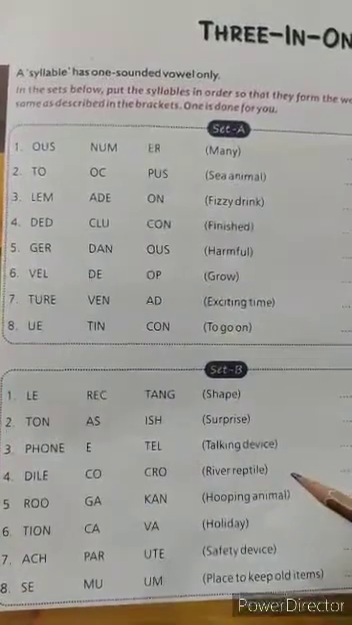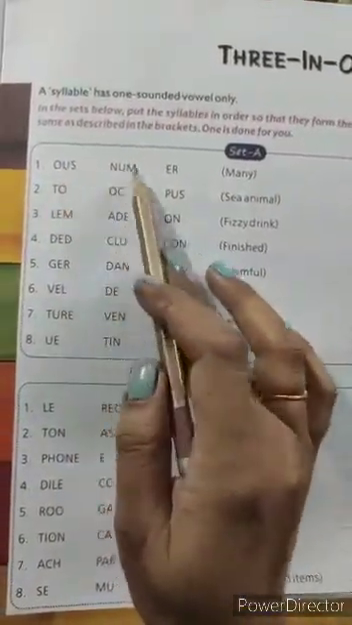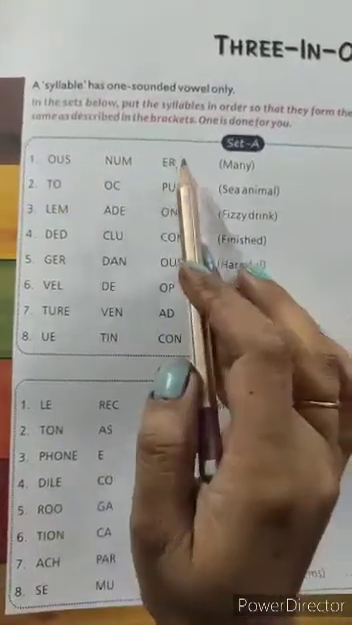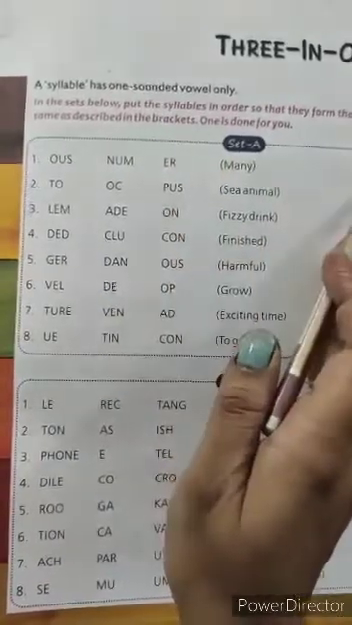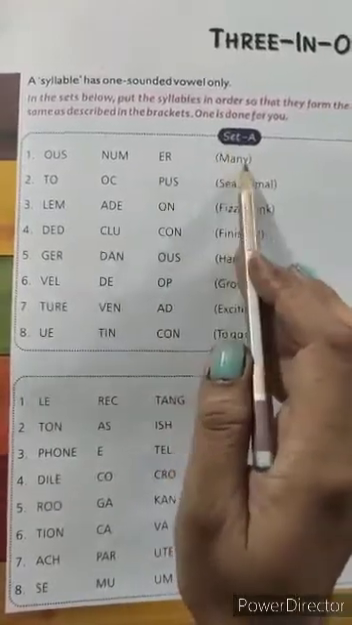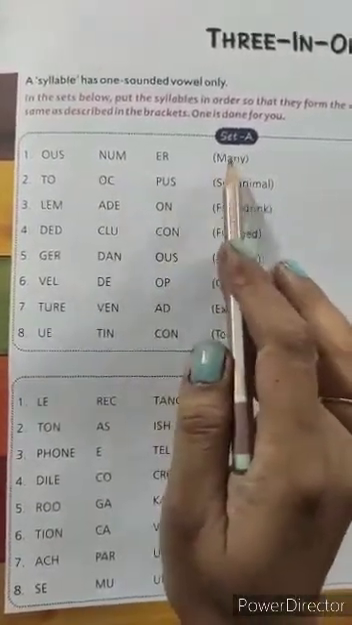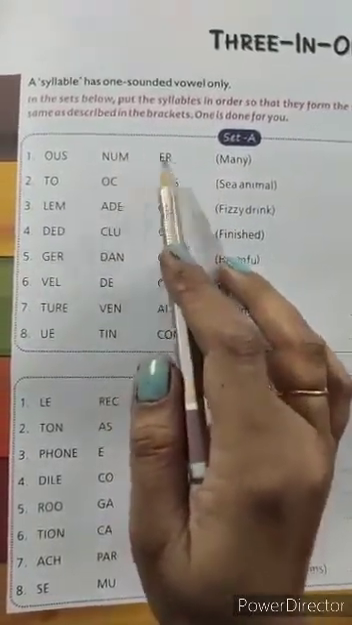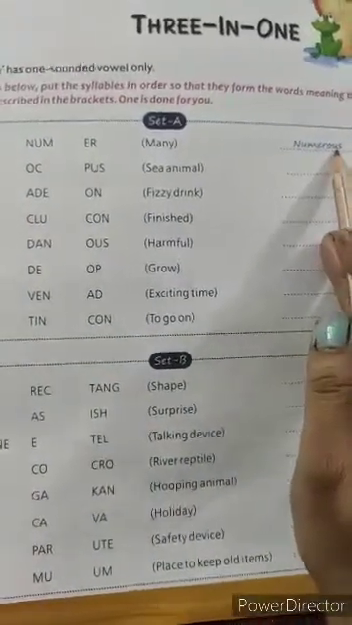So let's start the topic. Here 3 sets are given. It doesn't make any sense. But when we join or combine these letters, what will happen? They form a meaningful word. Here the meaning of the word which is formed is given over here, many. So we have to form the word which means many. And the word is numerous. I hope it is clear.